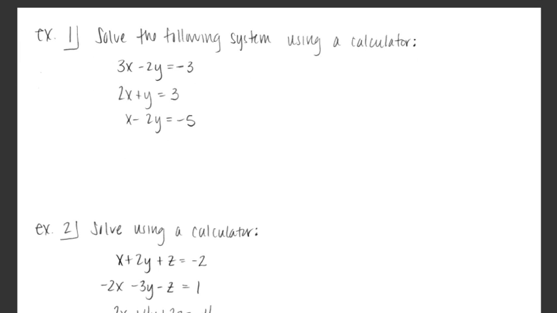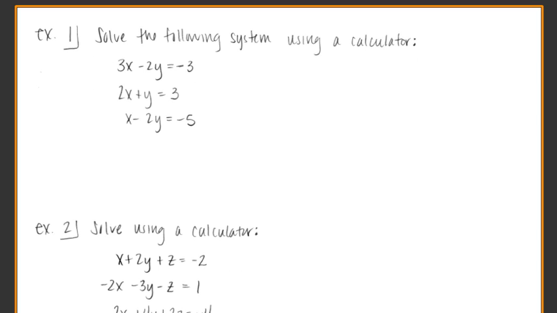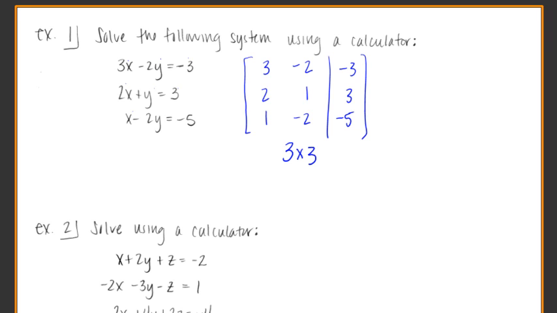Alright, let's go to example 1. We want to solve the following system using a calculator. So real quick, just going through here, checking x, y, number, x, y, number, x, y, number. Looks good. So we're ready to set this up. We're going to come in here, 3, 2, 1. There's all my x's. All my y's are negative 2, 1, negative 2, equals negative 3, 3, and negative 5. Okay, so if we look at this, the dimensions of this matrix looks like it's a 3 by 3, right? We have 3 rows, 3 columns.